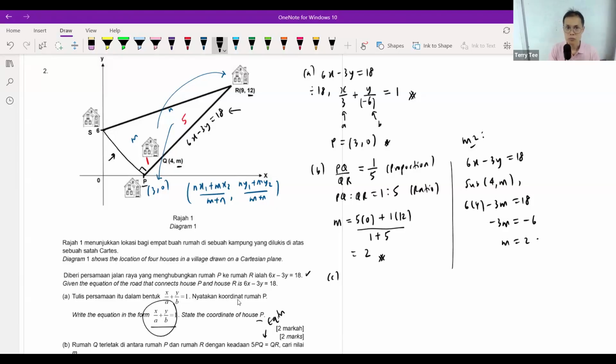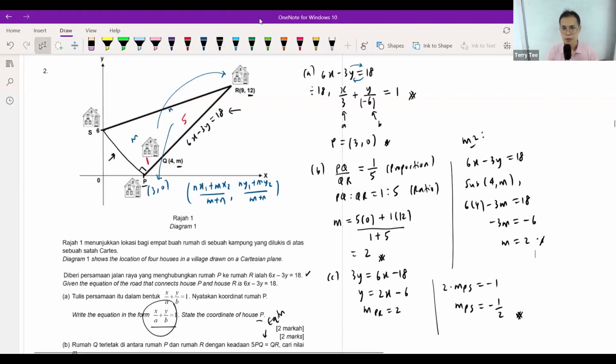Okay, so I'm just going to bring this over. This one I bring over to the right, bring over to the left straight away. Your 3y is now 6x minus 18. Your y is 6 divided by 3, which is 2x. 18 divided by 3 is 6. The gradient of PR is 2. Now, PR and PS are perpendicular, so we say gradient PR times gradient PS equals -1. Your gradient PS is -1/2. Okay, simple.